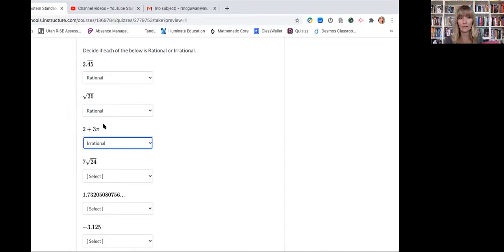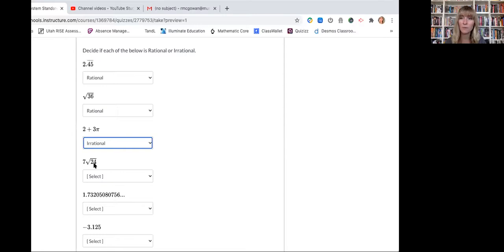I got a pink one right here, and I'm going to type in 2 + 3 pi. I can type it in my calculator just like that. And when I hit equals, look at that, I get this non-terminating, non-repeating decimal. It's definitely irrational. Anything involving pi will always be irrational.